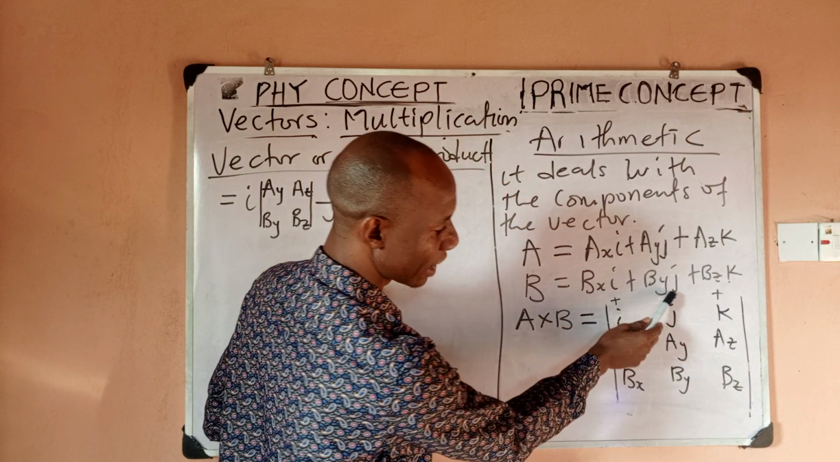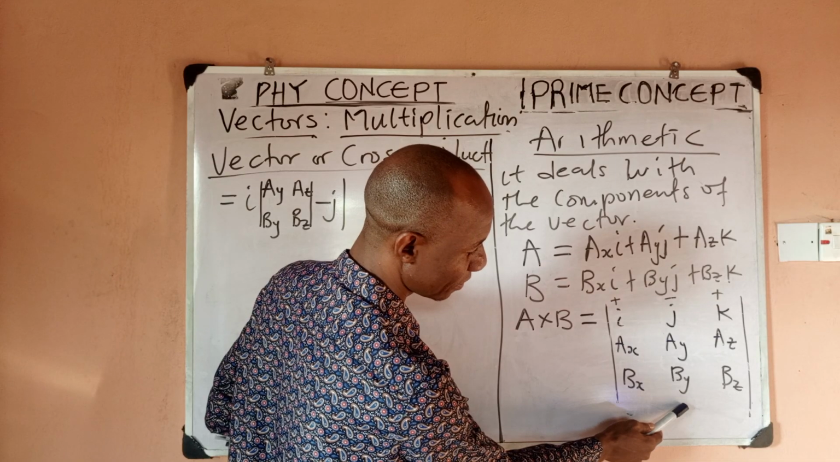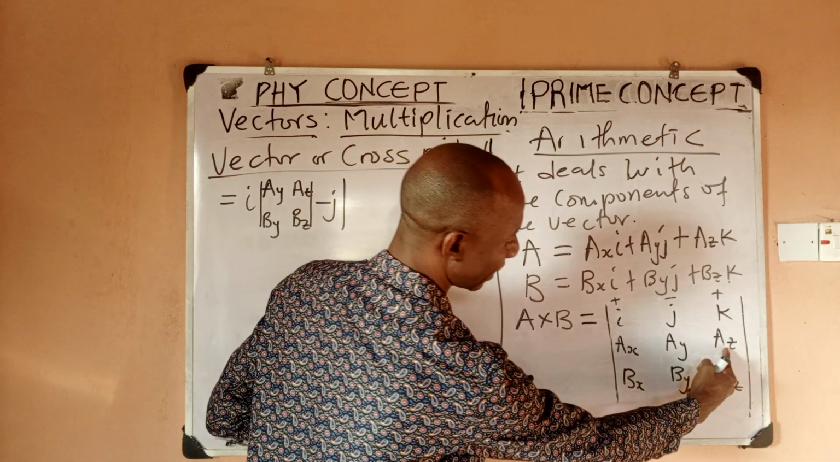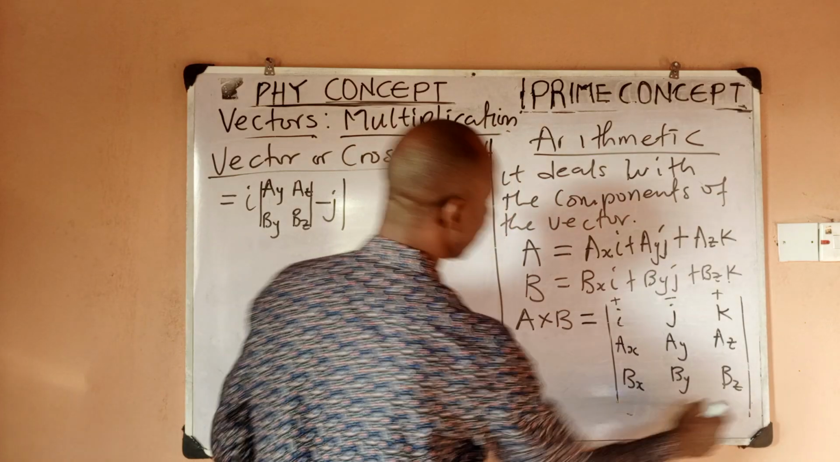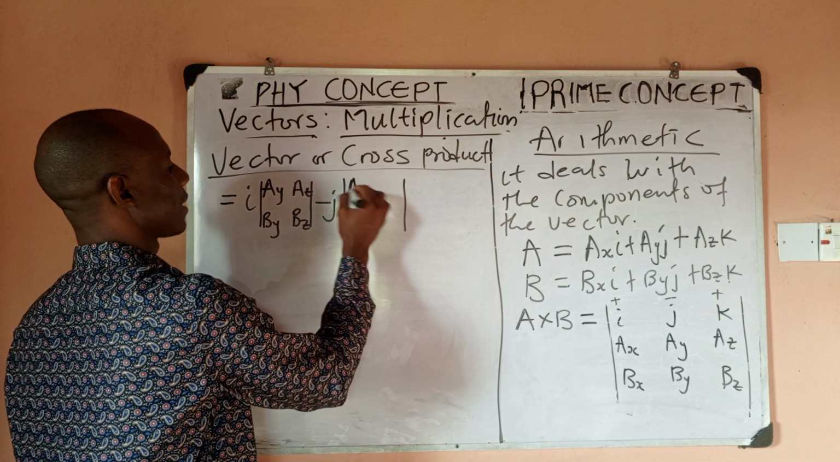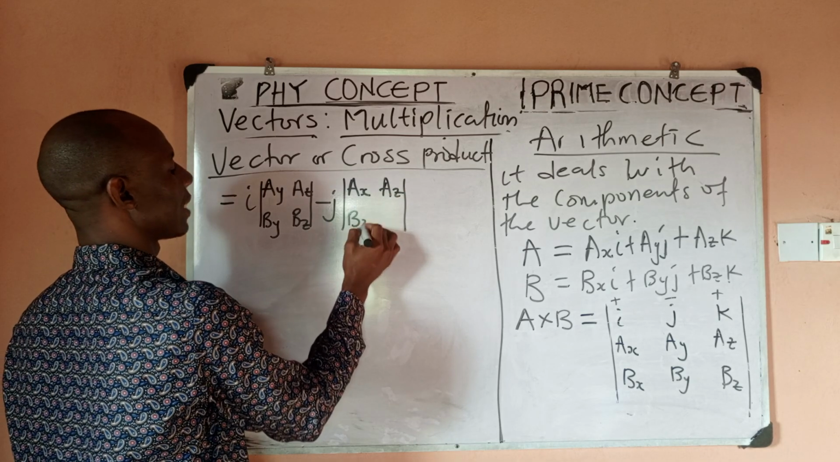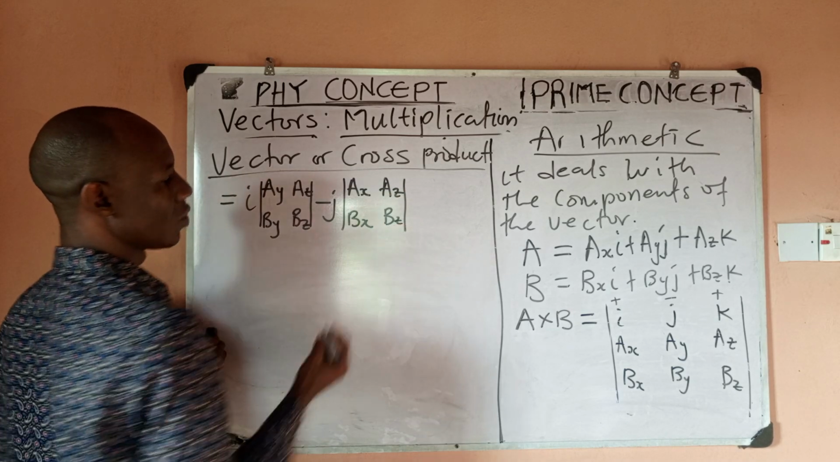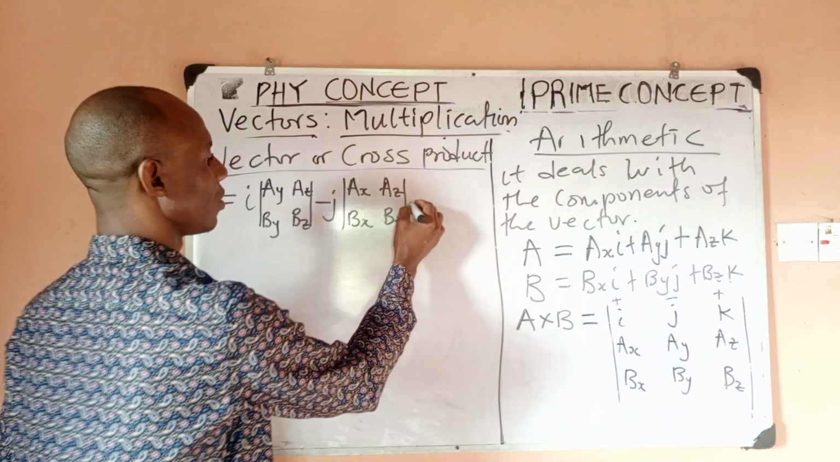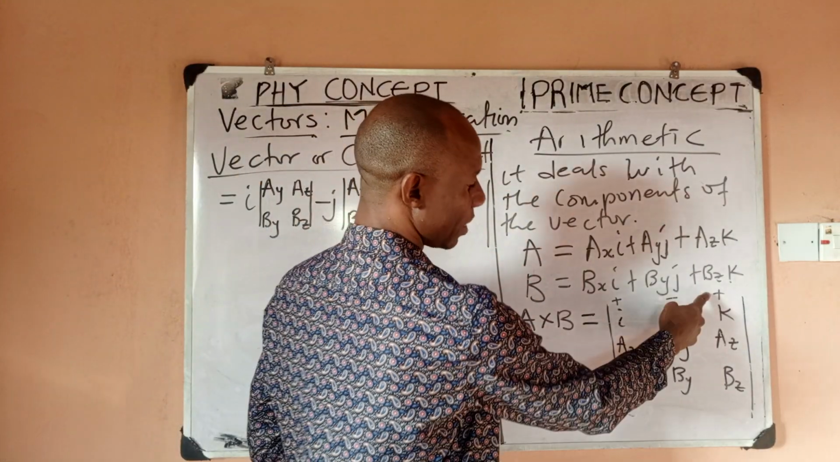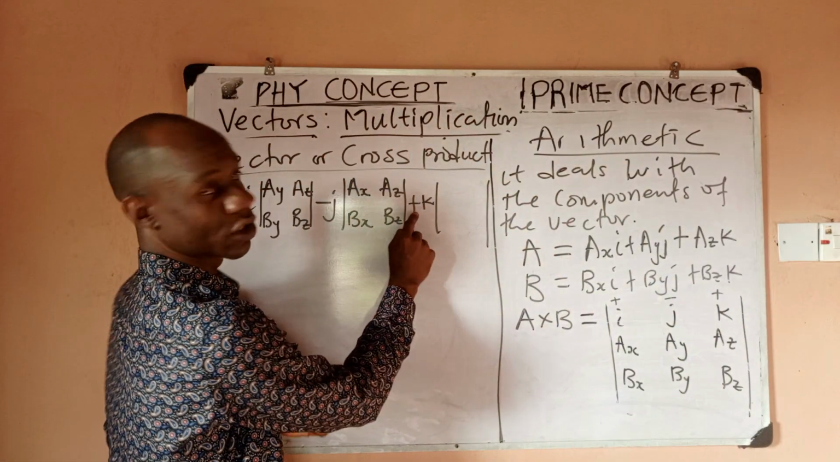Watch, I repeat. I'll strike this part for J. I'll strike this part. What can you see? AX, AZ, BX, BZ. So I have AX, AZ, BX, BZ. This is what you have for J. And finally, you have for K plus K. Remember, your K is carrying a positive. That is why it is plus K.